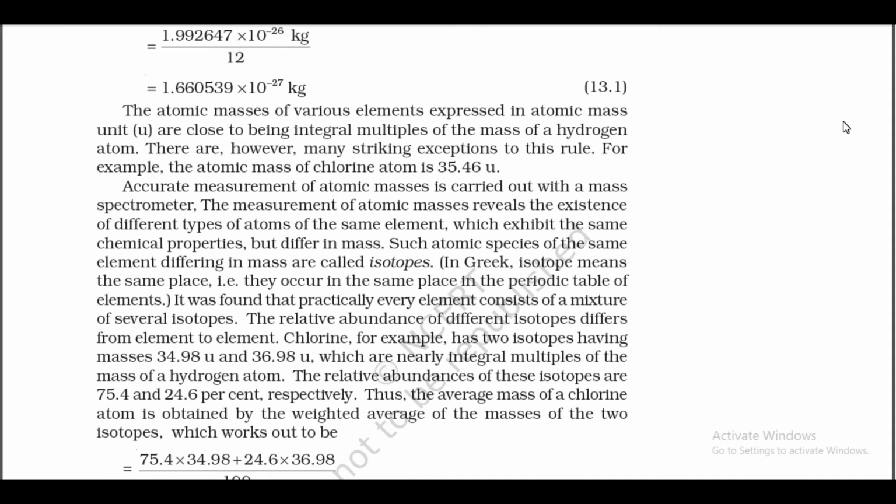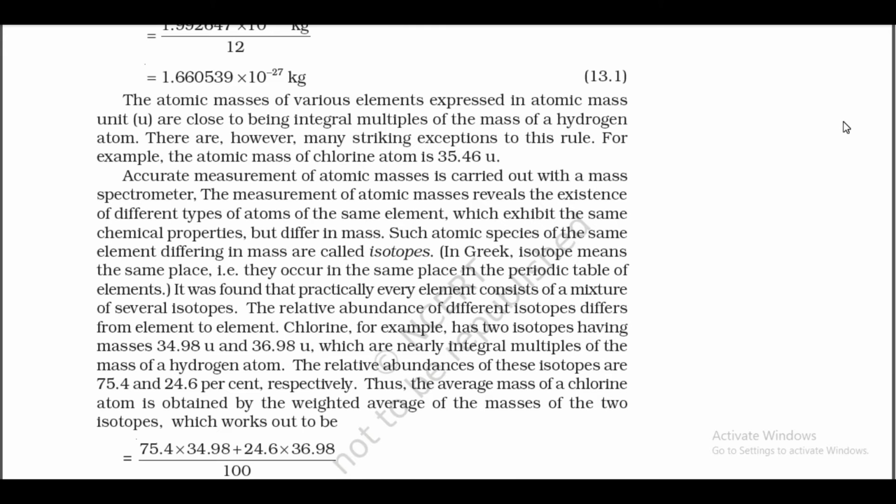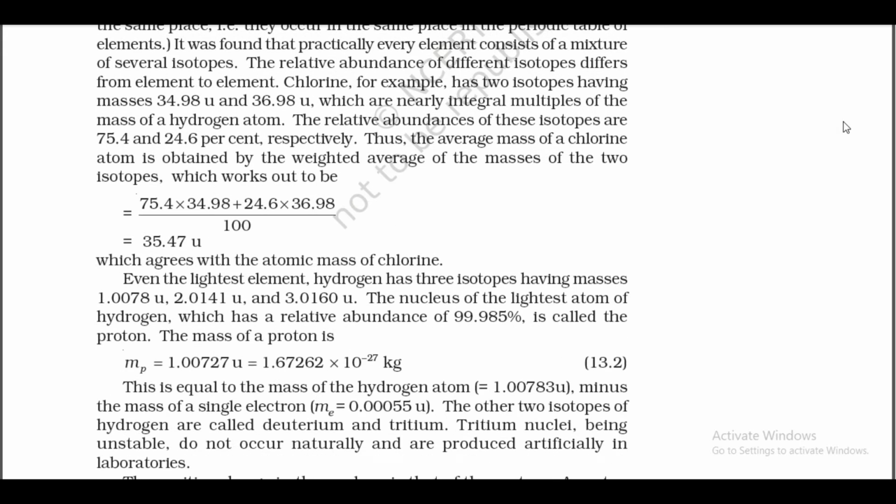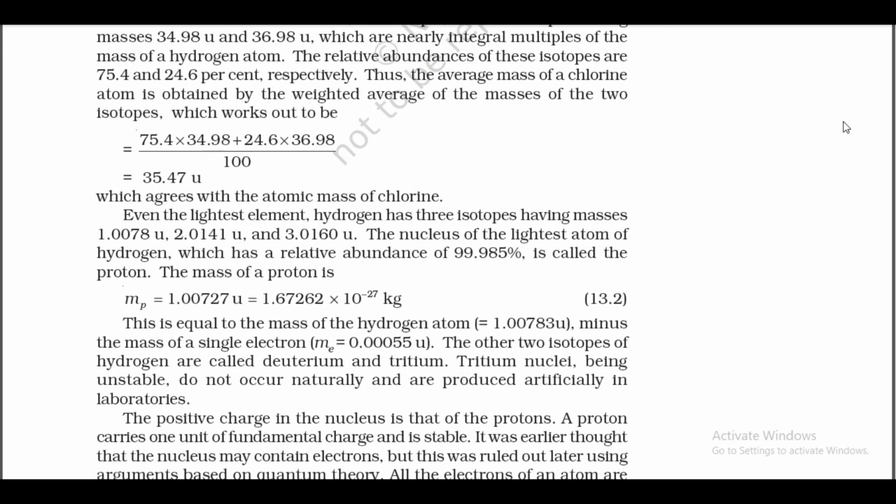Chlorine, for example, has two isotopes having masses 34.98 u and 36.98 u, which are nearly integral multiples of the mass of a hydrogen atom. The relative abundances of these isotopes are 75.4% and 24.6% respectively. Thus, the average mass of a chlorine atom is obtained by the weighted average of the mass of the two isotopes, which works out to be (75.4 × 34.98 + 24.6 × 36.98)/100 = 35.47 u, which agrees with the atomic mass of chlorine.